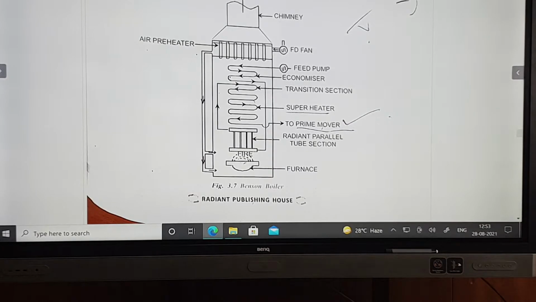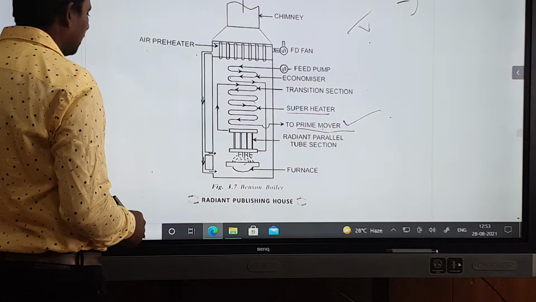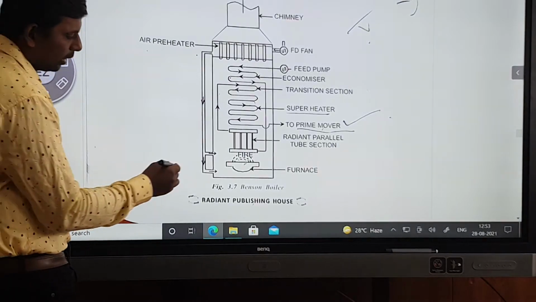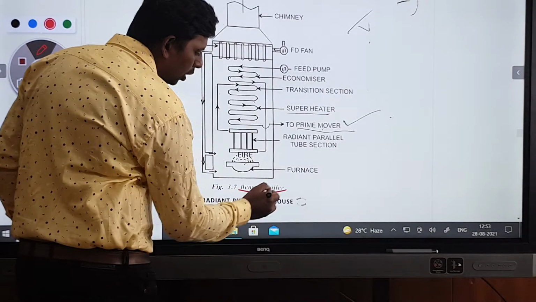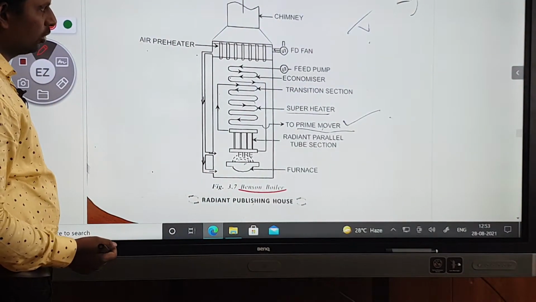Okay, hi everyone. The next one is the Benson boiler. The name of the boiler is known as the Benson boiler. See here, what is the name of the boiler? Benson boiler. Now what you have to do, this is also similar to that.